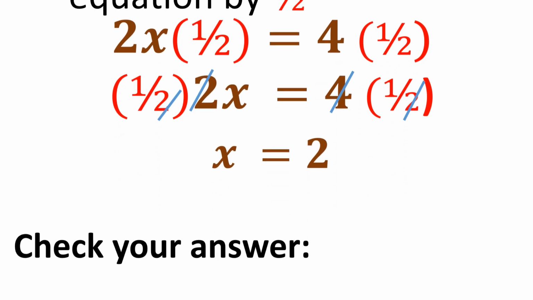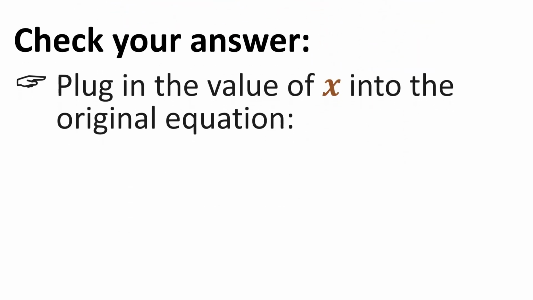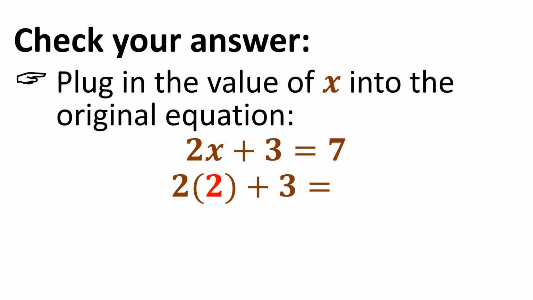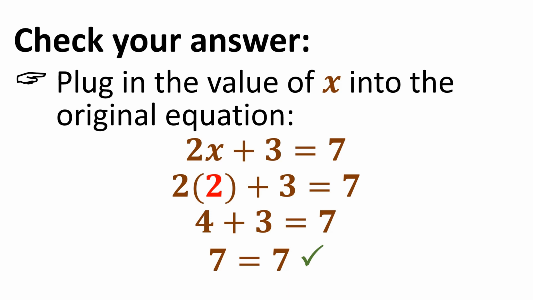Check your answer. We can check our answer by plugging it back into the original equation. 2x plus 3 equals 7. 2 times 2 plus 3 equals 7. 4 plus 3 equals 7. 7 equals 7. The value we got for x is correct.